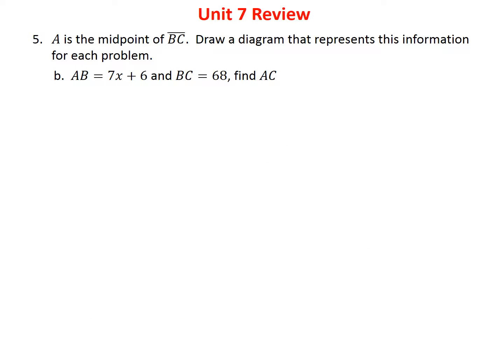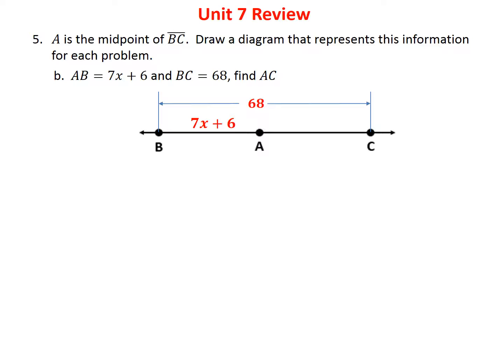5B is a little bit of a tricky problem, actually a very simple problem, but a tricky problem because you're tempted to solve this the same way you did A, and it's really simpler than that. Notice if I draw this, AB, A is the midpoint again. They're telling me that AB is 7x plus 6, but they tell me that the whole length, BC, is 68, and they want me to find AC.